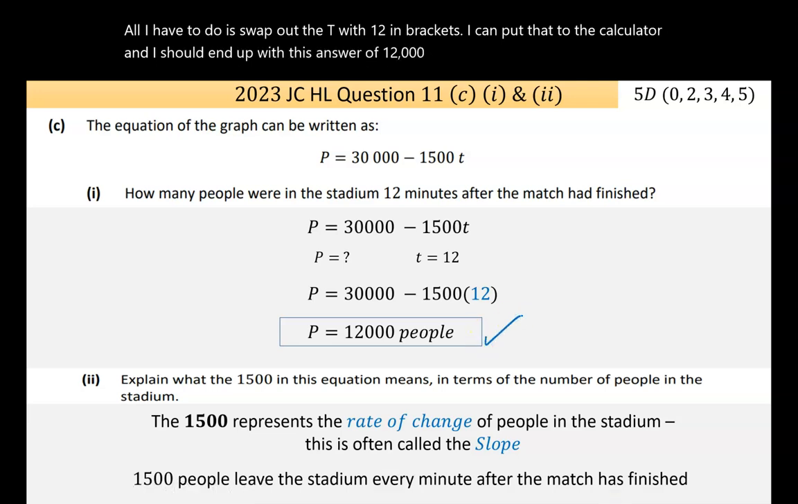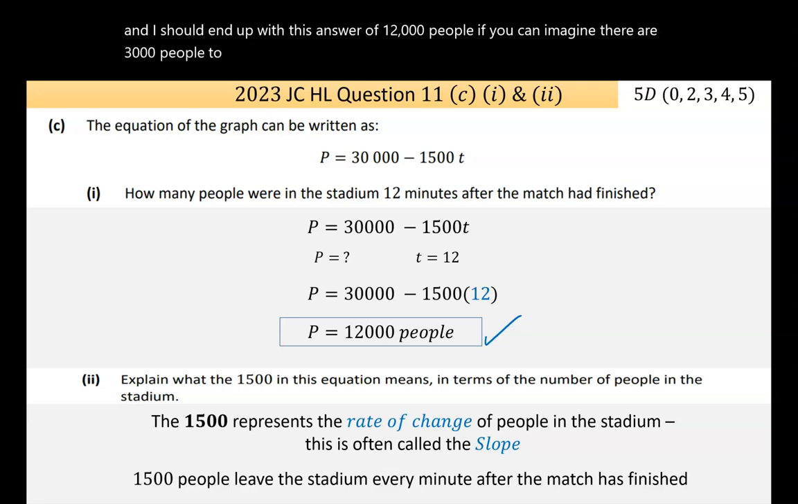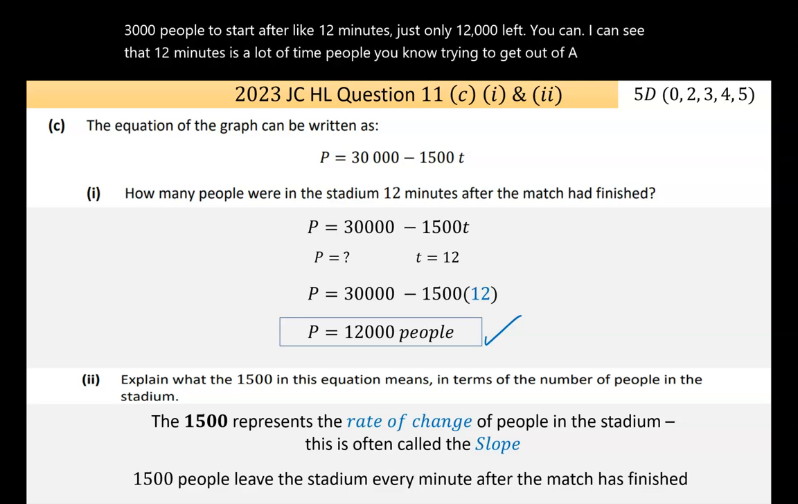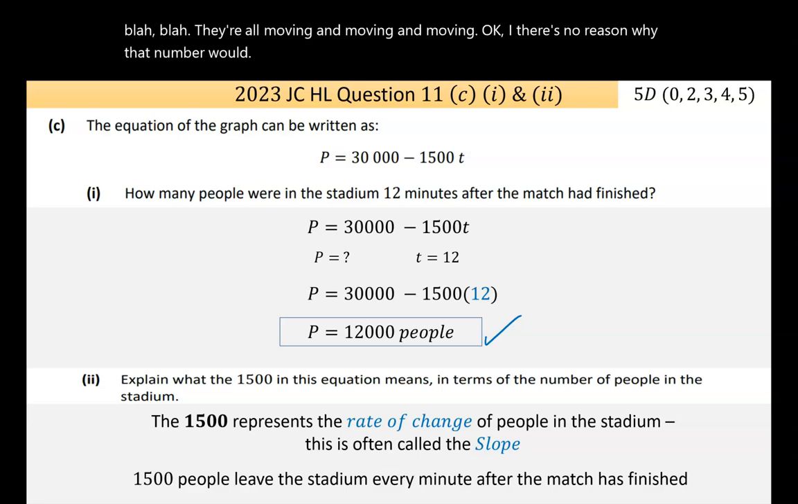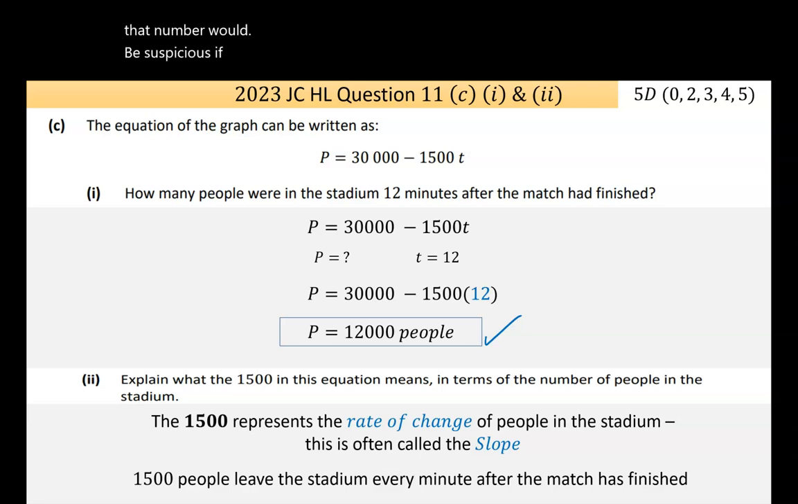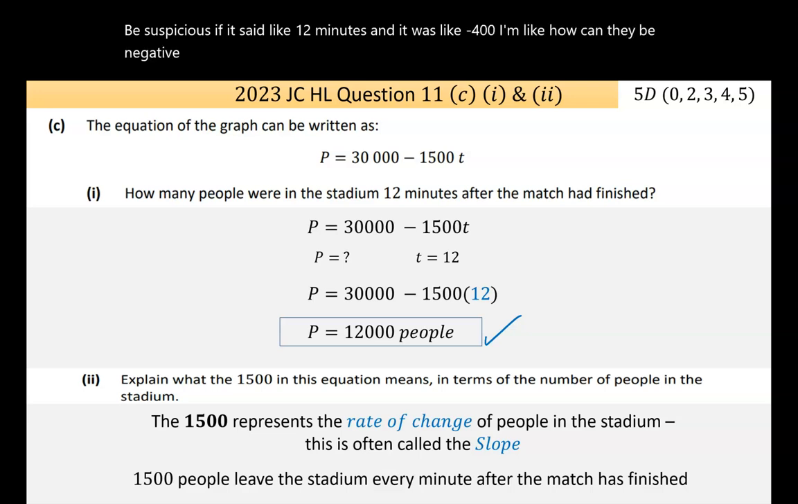If you can imagine, there's 30,000 people to start. After 12 minutes, there's only 12,000 left. I can see that 12 minutes is a lot of time for people trying to get out of a stadium, they're all moving and moving and moving. Okay. There's no reason why that number would be suspicious. If it said 12 minutes and it was negative 400, I'd ask how there can be negative people? It might give me pause. Okay.